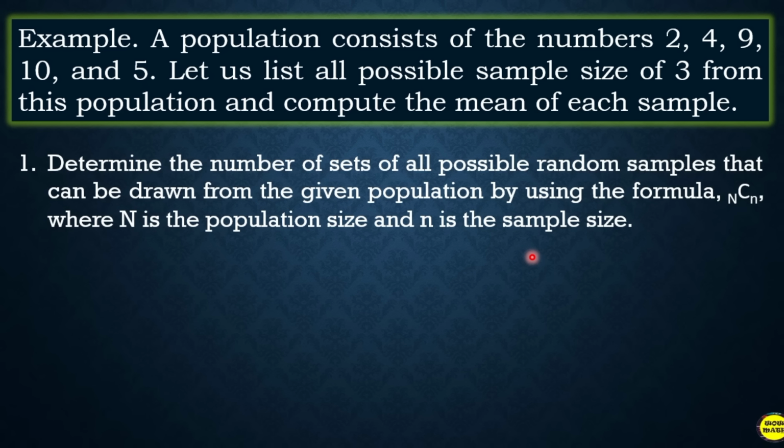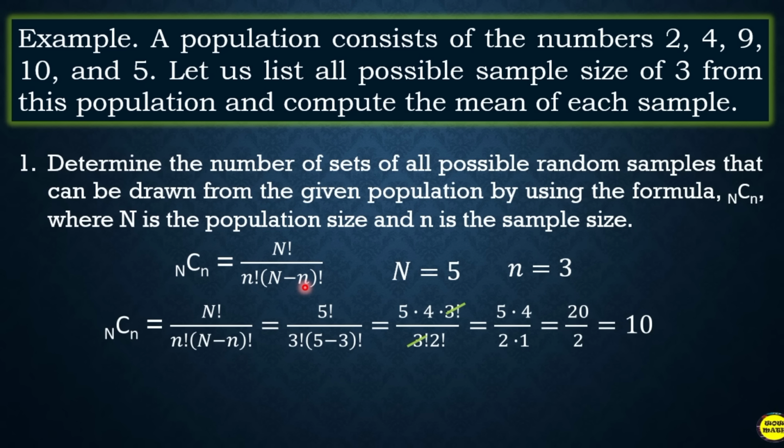If you don't remember the formula of combination, this is the formula: N factorial over n factorial times the quantity of N minus n factorial, where the capital letter N is the population size, and the small letter n is the sample size. Now, we just substitute: the population size is 5 and the sample size is 3. So, 5 factorial over 3 factorial times 5 minus 3 factorial.